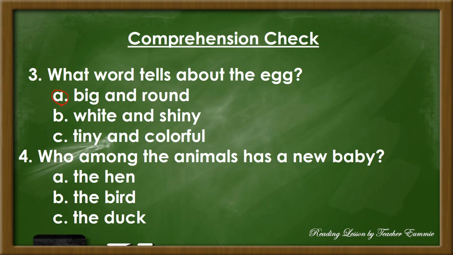Number 4. Who among the animals has a new baby? Is it A, the hen, B, the bird, or C, the duck? Okay, very good, letter C, the duck.